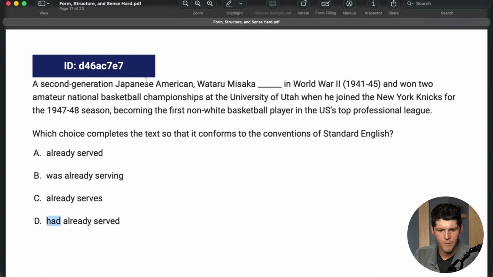A second-generation Japanese-American, Wataru Misaka, blank in World War II, and already won two amateur national basketball championships at the University of Utah when he joined. Okay, this phrase. He had already done something. Every answer choice says already. When he joined. Okay? When he joined is in the past. Right? Anything with an ed at the end is the past. He joined. So we're talking about something that happened even further in the past. Had, you can remember the D for distant. Had is for the distant past.